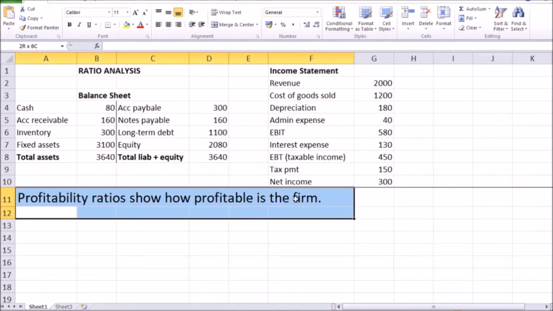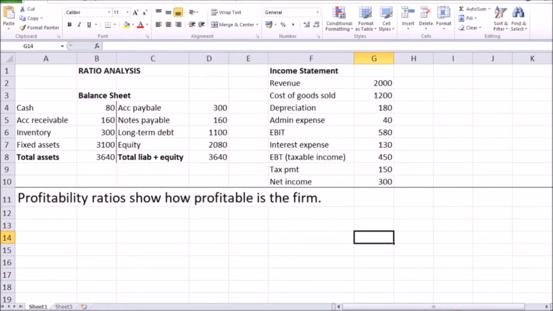Clearly, profitability ratios show us how profitable the firm is. And as usual, we're going to use the data from our balance sheet and the income statement to calculate just a handful of ratios here. Let's stick to a simple case of 3 ratios.